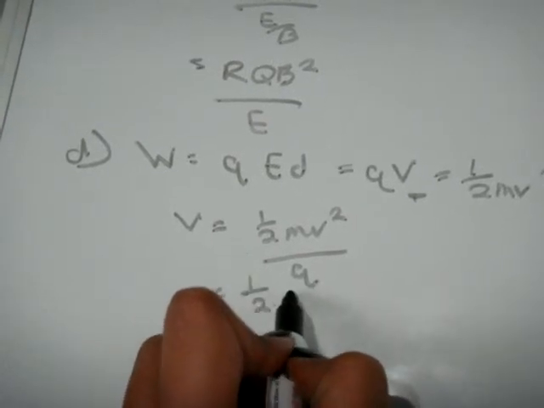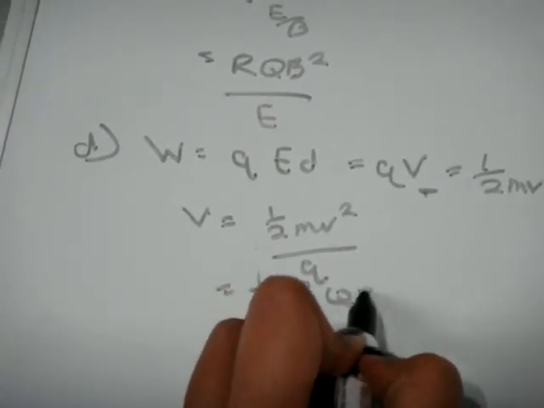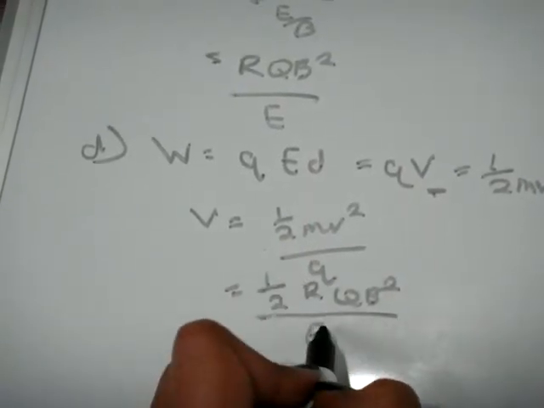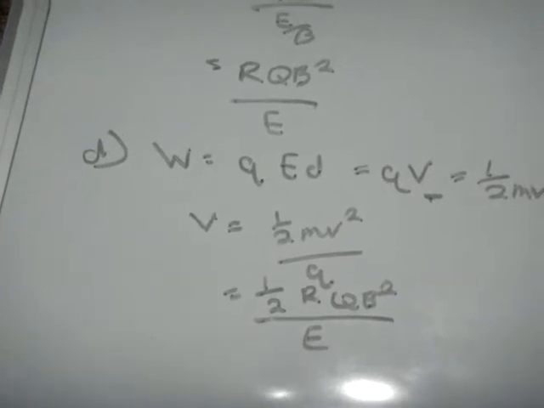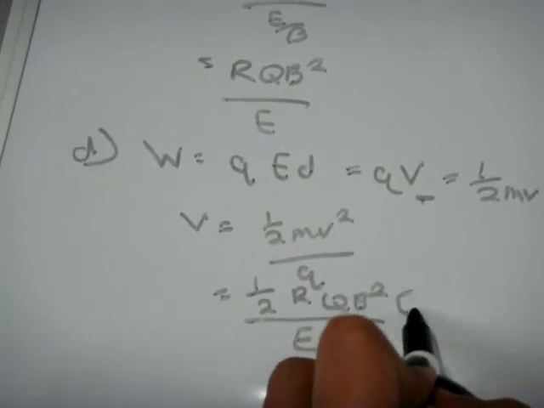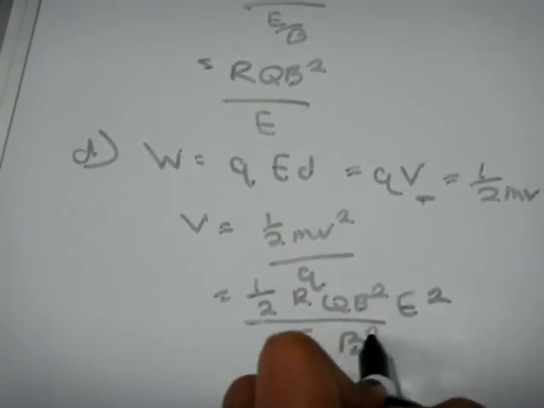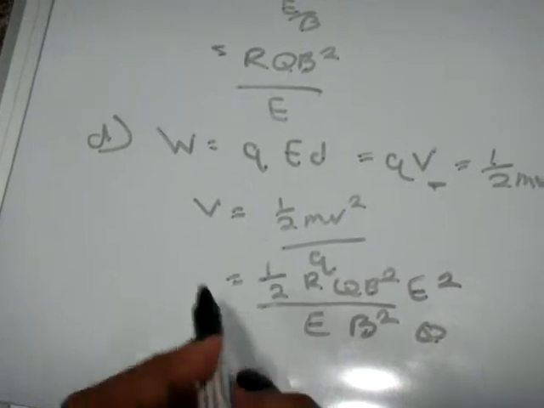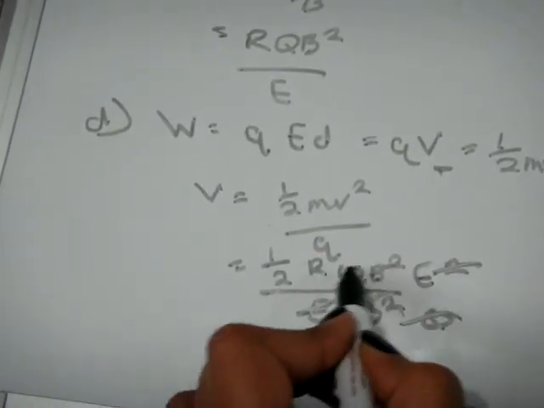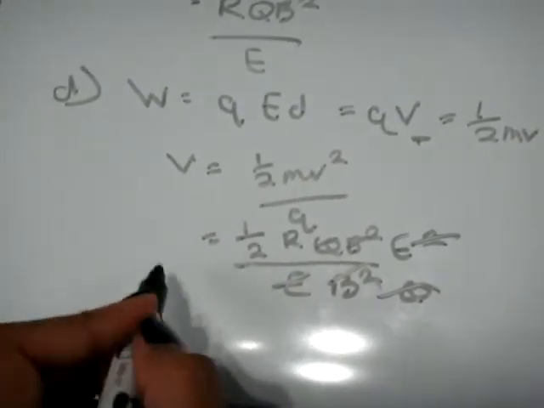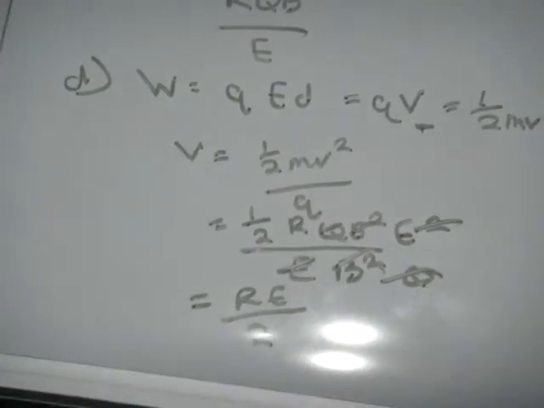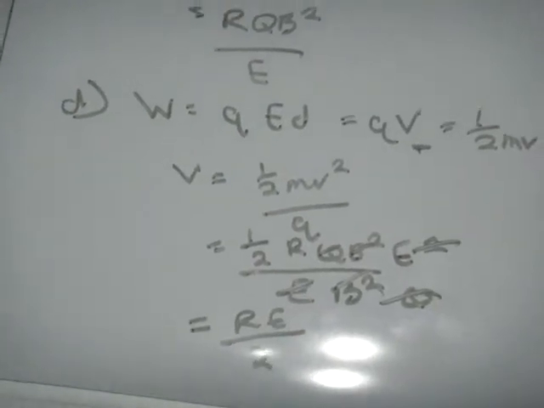1/2 r q b squared over E times an extra Q. Oh, sorry, this expression is just m. Now we need a v squared, which is E squared over B squared. I have to divide by Q. Okay, there'll be a lot of simplification that will happen. And we'll basically end up with rE over 2. This is the potential V.